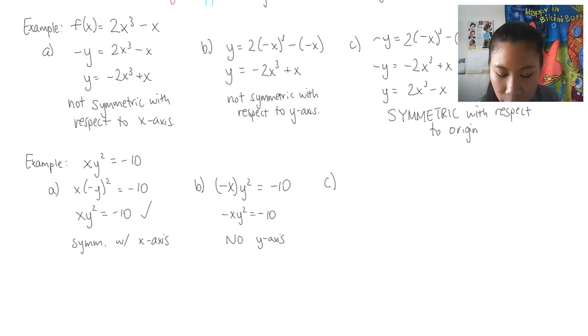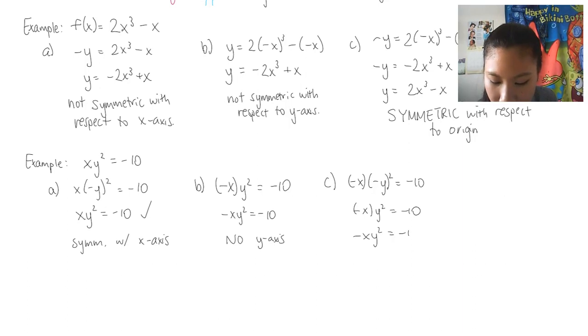Okay, last one. If we did both, plugging in negative x and negative y. So now I'm going to have negative x and plug in negative y, but the negative y gets squared. Negative y squared still gives me positive, so then it'll be negative x times a positive y squared, which gives me negative xy squared. And that does not match the original, so this is a no for the origin as well. So the only one is that it was symmetric with the x-axis.